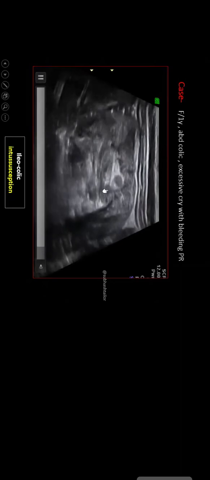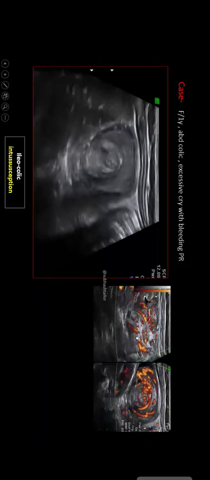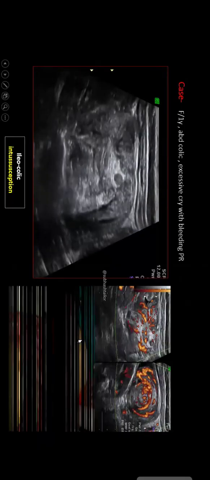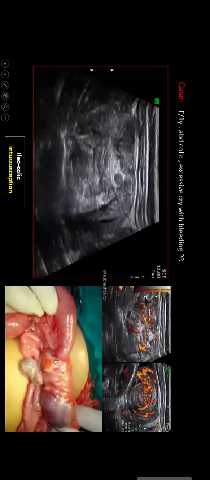Another case, female, 1 year, abdominal colic, excessive cry, bleeding per rectum. This is the liver, this is the right hypochondrium. There is a multi-layered bowel mass with bowel-in-bowel appearance, lymph node sign. Most common location is subhepatic or right hypochondrium. Vascularity is normal. It is an uncomplicated intussusception. It was reduced and fairly normal.